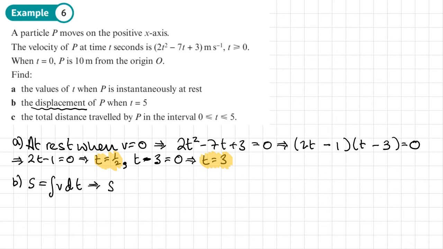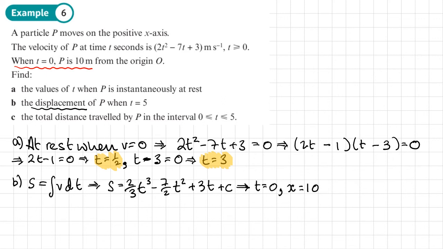So s will be equal to 2t squared becomes t cubed, divided by 3, so it'll be 2/3 t cubed. Then the minus 7t will become minus 7 over 2 t squared, plus 3t. We will have a constant of integration. We want to calculate that constant of integration, and it says when t is 0, the displacement is 10. So when t is 0, we have x equals 10.